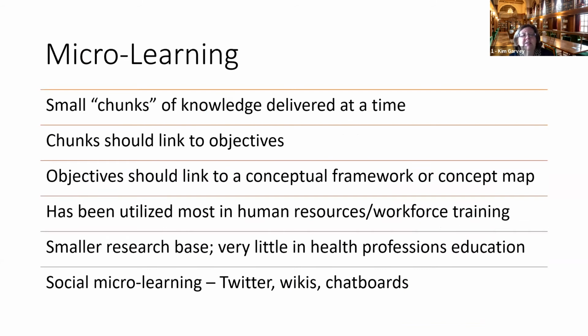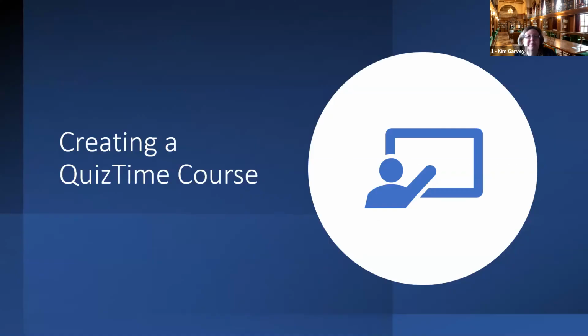Micro learning, what is it? In case you don't know, it's just the opposite of macro learning. It really is very specific, smaller pieces or chunks of knowledge that link to a framework of objectives or a concept map. It's been used a lot in workforce and human resource type training. It's starting to become more prevalent in healthcare. And the idea of social micro learning like Twitter, wikis and chat boards, Wikipedia, that's been out there for a while. But the way we teach in terms of education, micro learning is still fairly new.